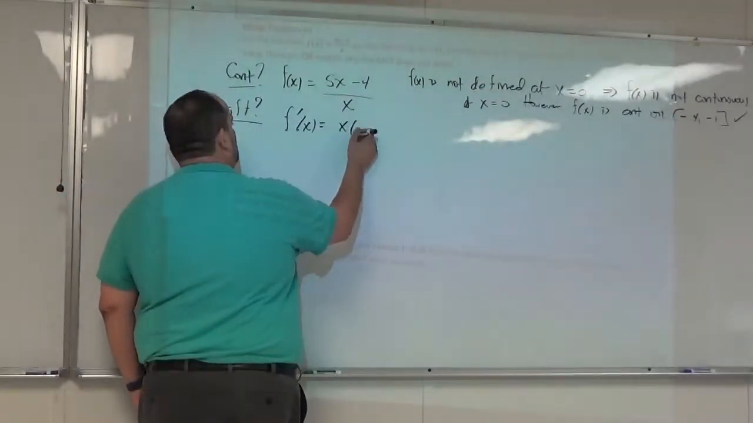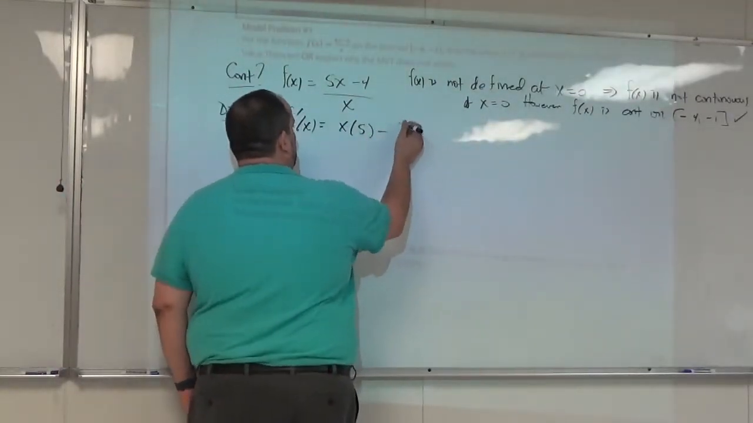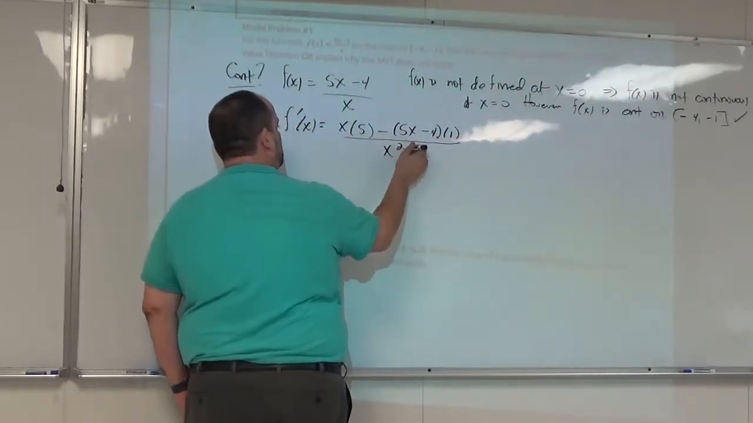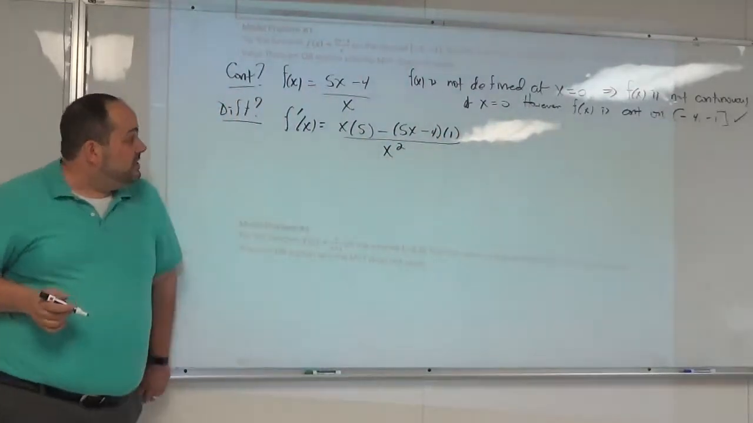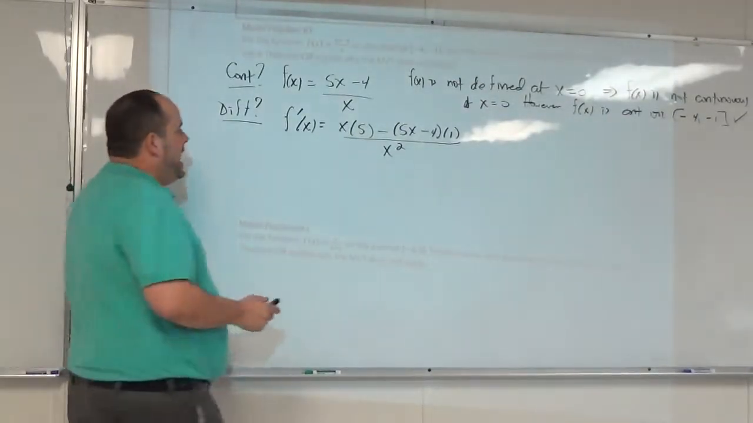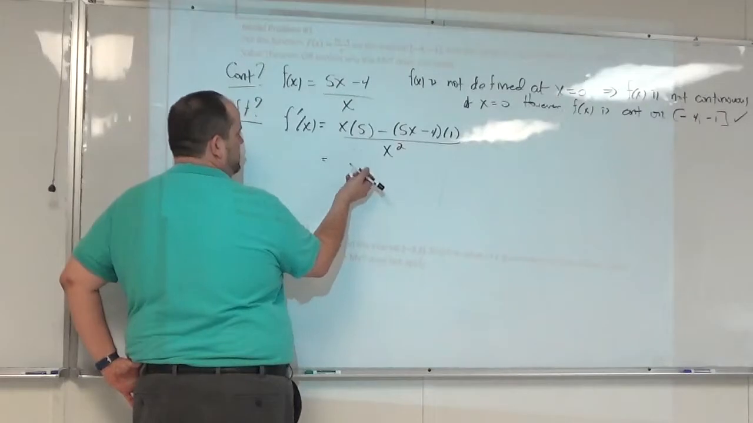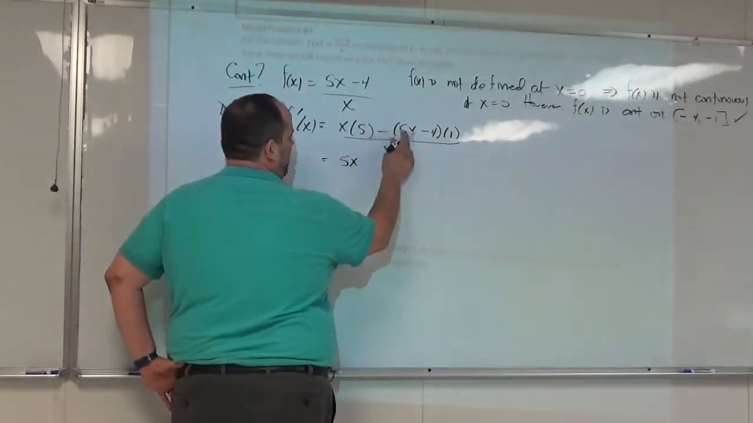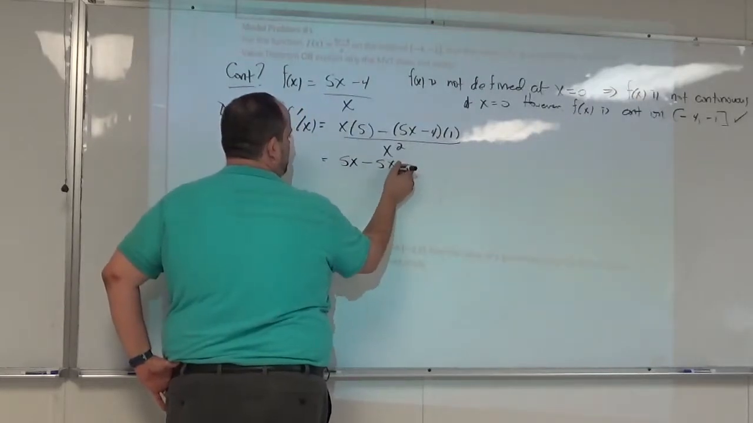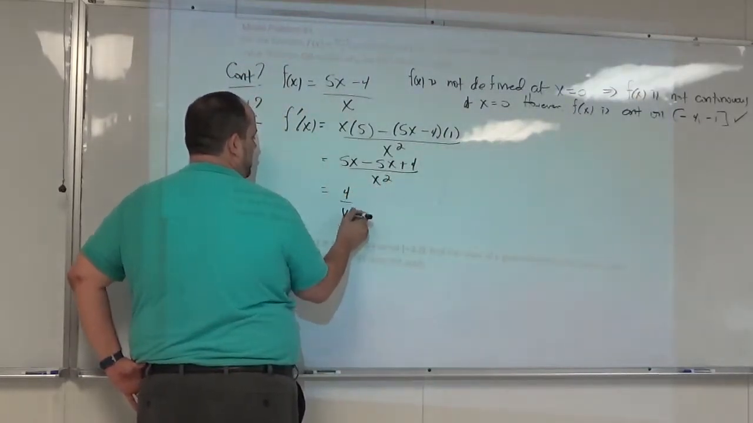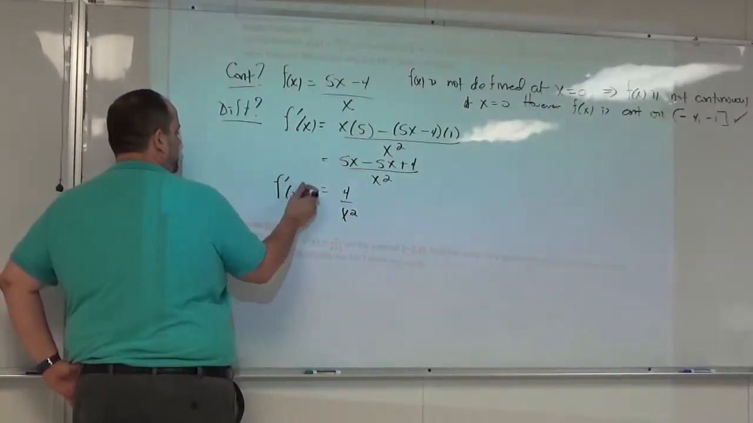Low d high minus high d low over low squared. I hope everybody's feeling really good with the quotient rule. We've got that. I'm going to simplify this a little bit, and you'll see why soon. So 5x minus 5x minus 4 times 1 is the same thing as negative 5x plus 4. There's my derivative, f prime.